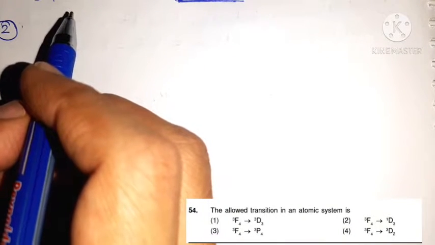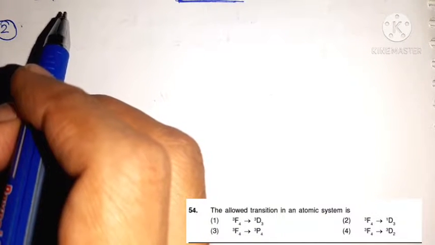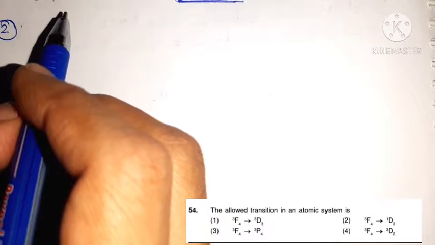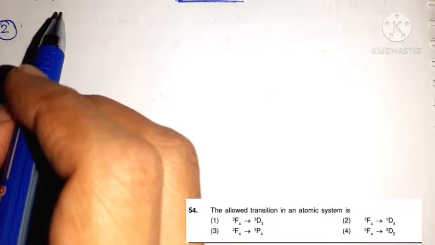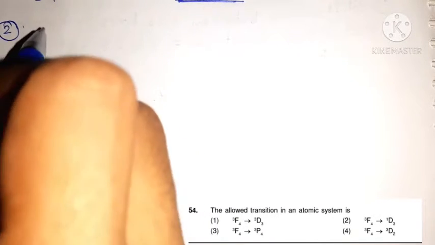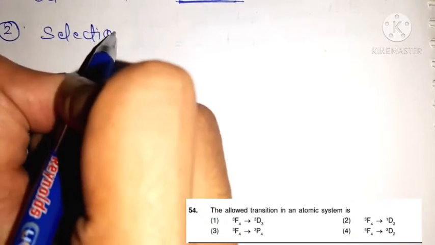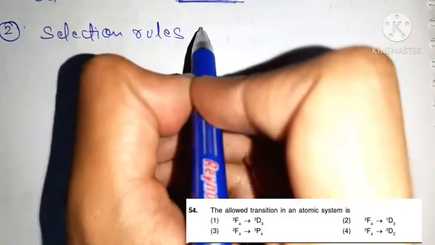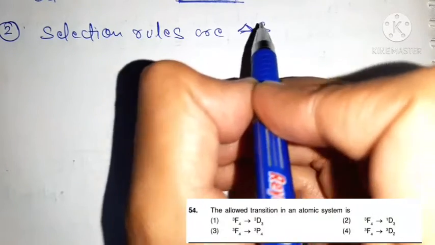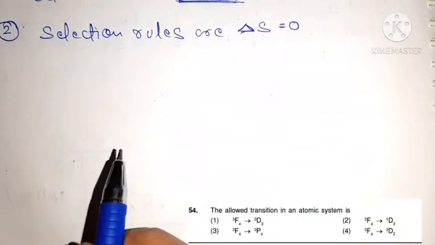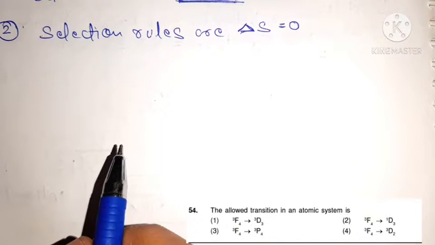For allowed transition, friends, we have some selection rules. The selection rules decide the criteria whether the given transition is allowed or forbidden. So what are the selection rules for any possible transition? First of all, the difference in spin multiplicity will be 0. The delta S should be 0. This is the first selection rule.